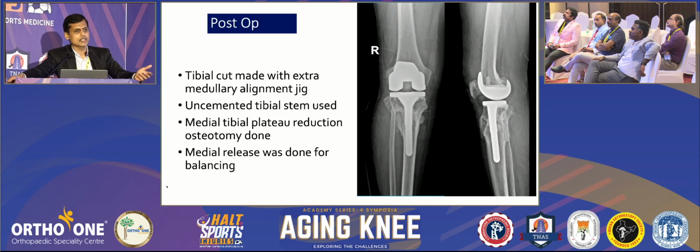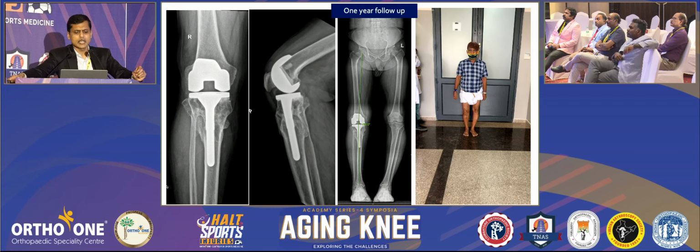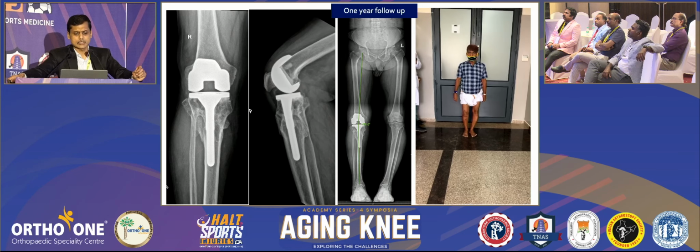I added a stem here because of the weak, sclerosed bone and lytic areas. There are small lytic areas in the proximal tibia, so that made me a little worried for just a regular total knee, so I added a stem here. The patient did well. This is a post-operative alignment X-ray, and at 1 year follow-up he was doing well, walking comfortably.